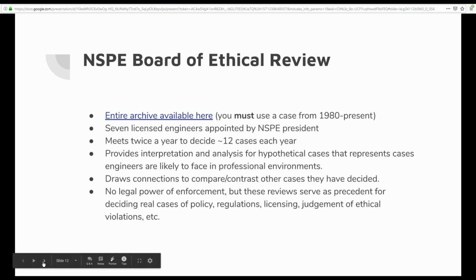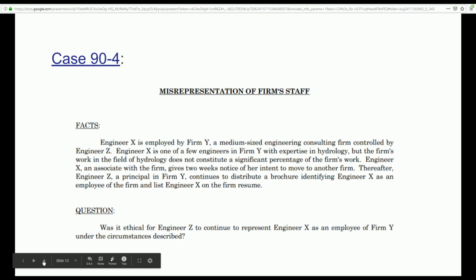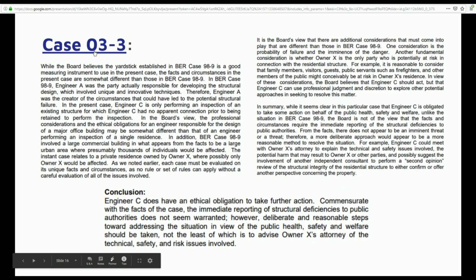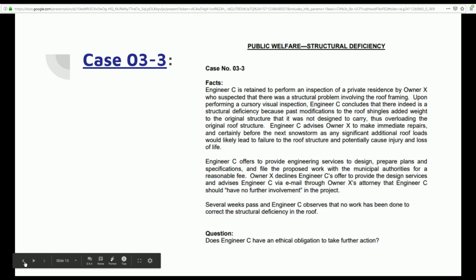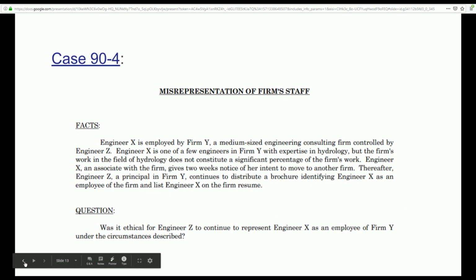So what I'd like to do here, I've already talked a little bit about the Board of Ethical Review. What I want to do now is just talk about a couple of these case studies. I just selected a couple at random, 90-4, and I think the other one I selected is 2003-3. I'd prefer if you didn't do either of these case studies for your own case study, so don't pick 90-4 or 2003-3. Otherwise, you can pick any other case study.